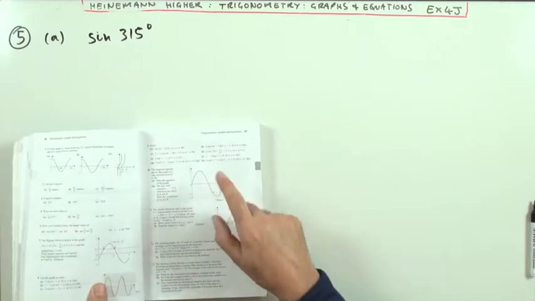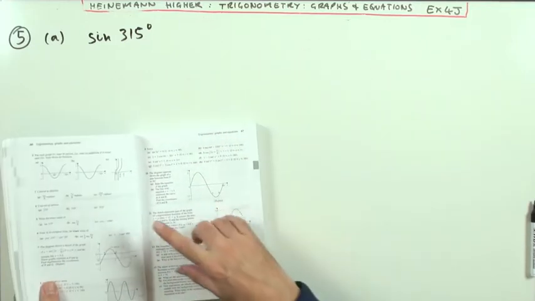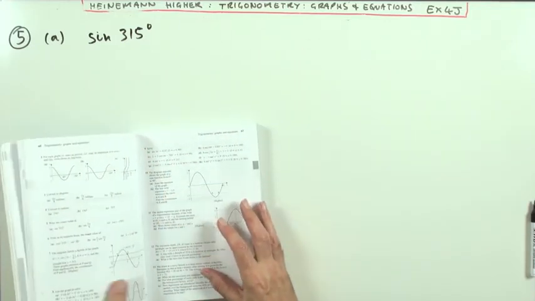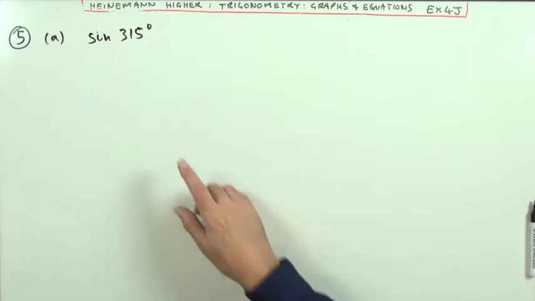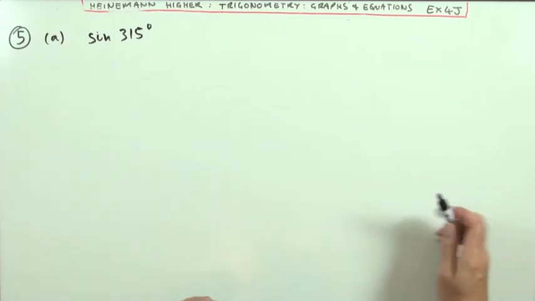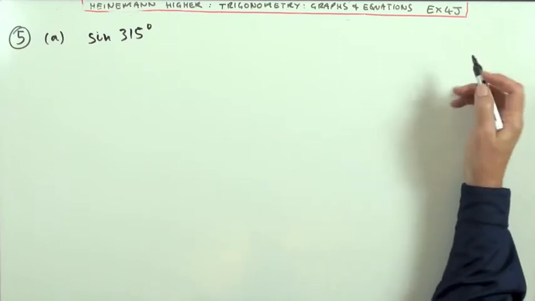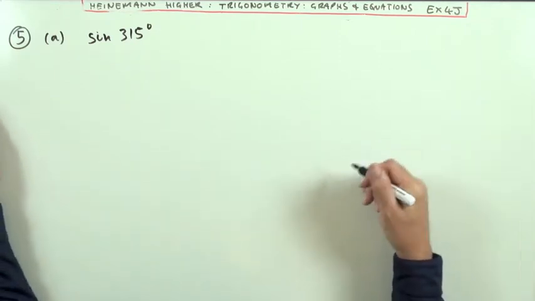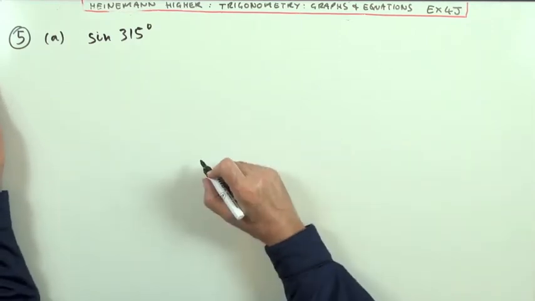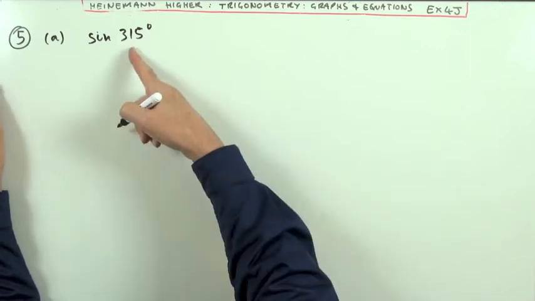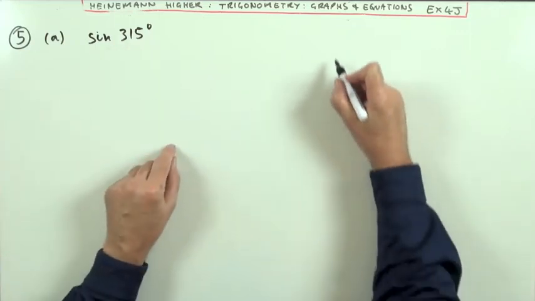Heinemann Higher, Chapter 4, Trigonometry, Graphs and Equations. Question 5, exact values of angles greater than 90 degrees. Because you know your exact values for the acute angles, the 30s, 60s and 45s. Well, so what do we do with this? First of all, I'll define where does 315 end up?